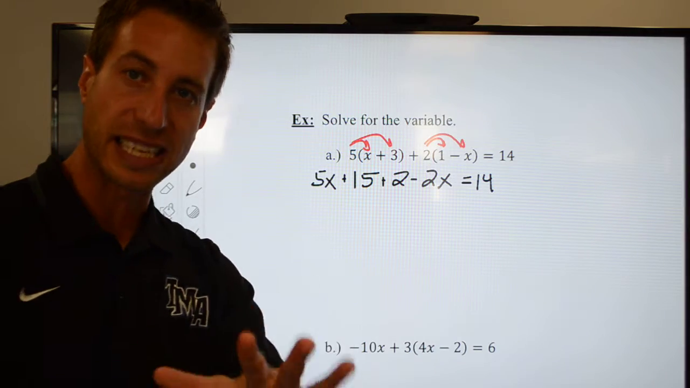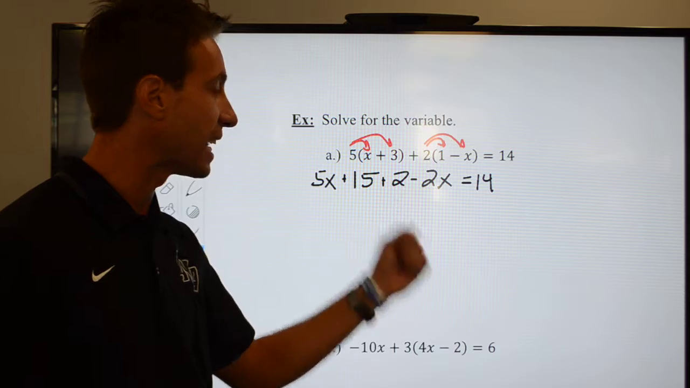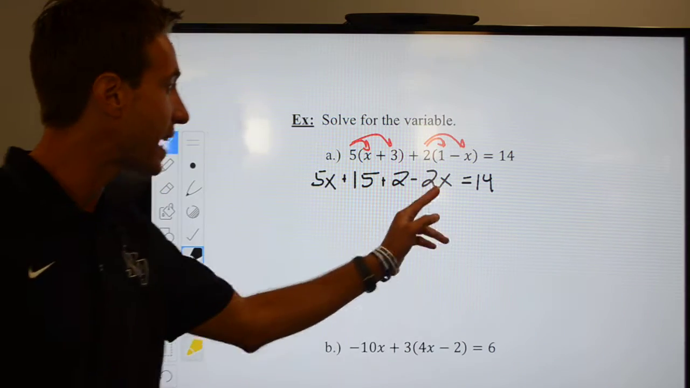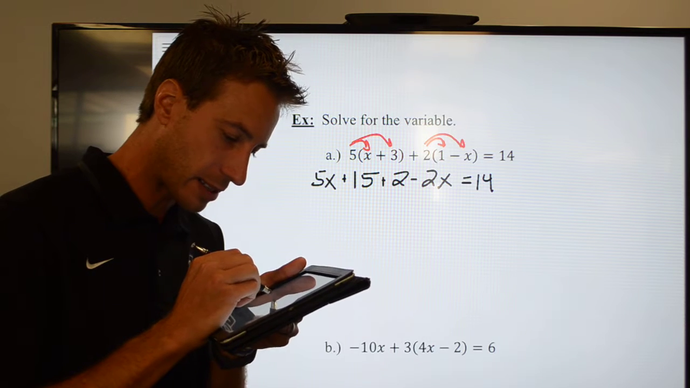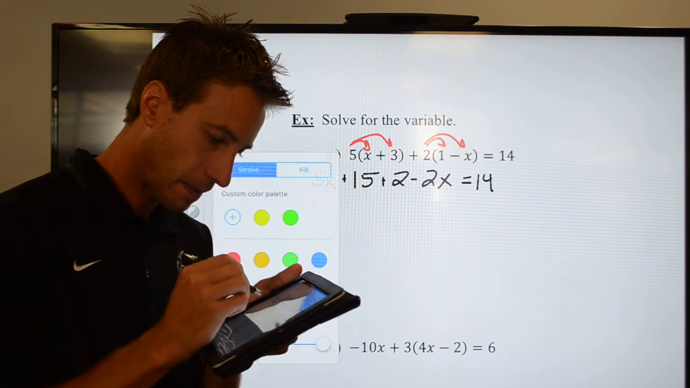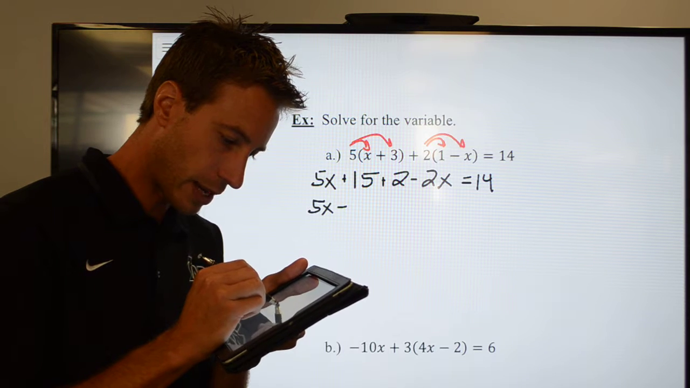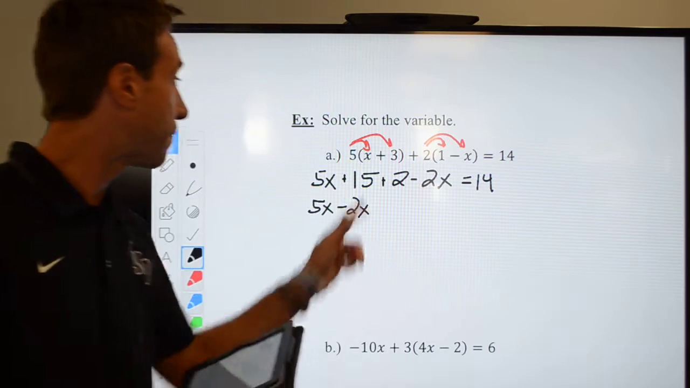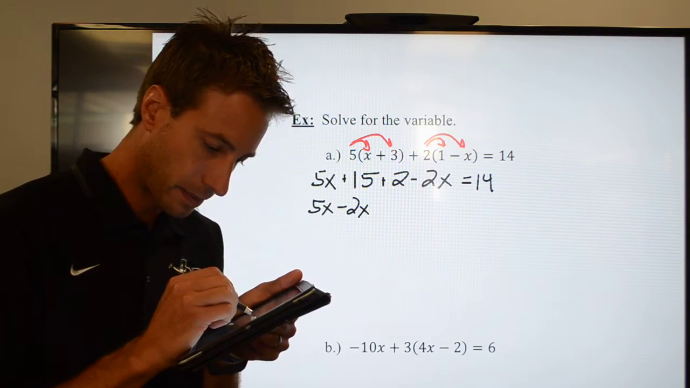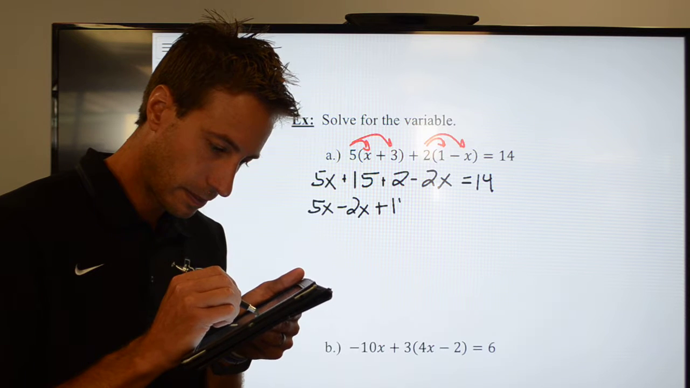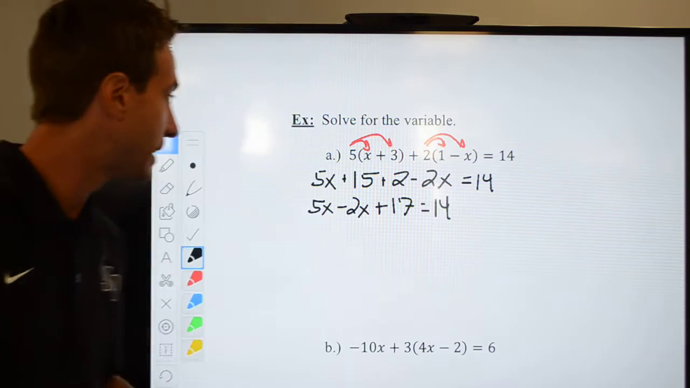I'm going to need to combine like terms, so I got to make sure I put all of my like terms together if I have any, and I do. I've got these constants, 15 and 2. I have a plus 5x and a minus 2x. Well, here we go. I would then have 5x minus 2x. A 15 plus 2, we can do that in our head. That's just going to get you 17. Equals 14.